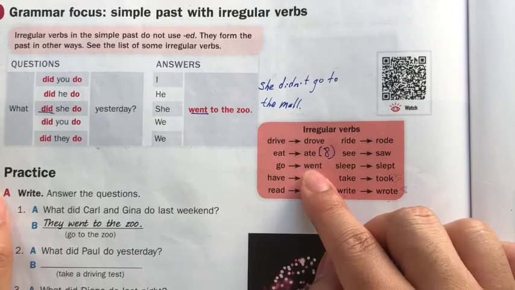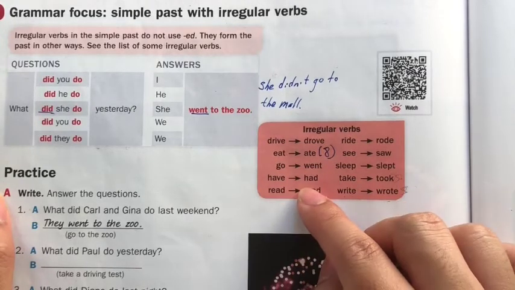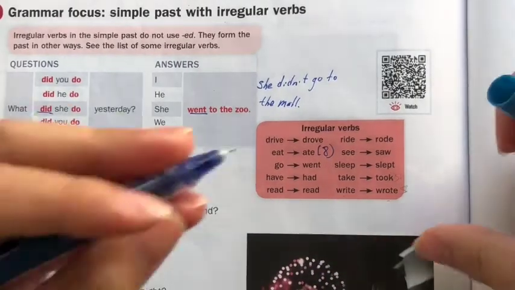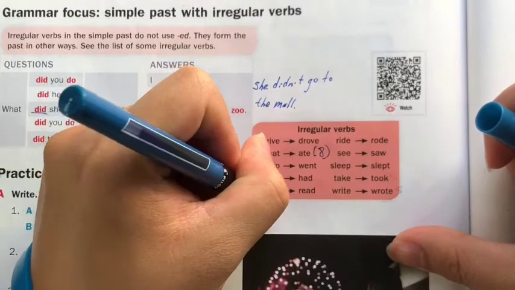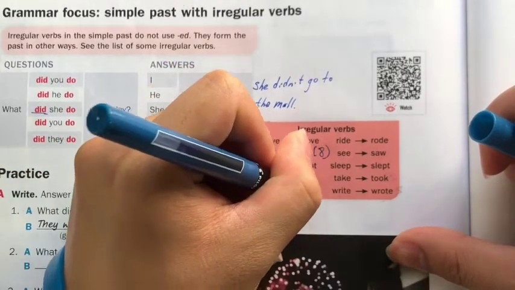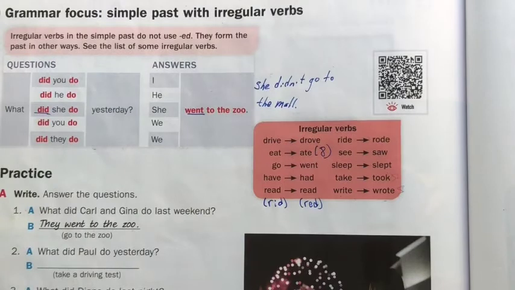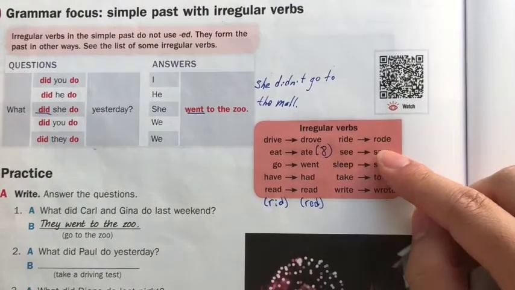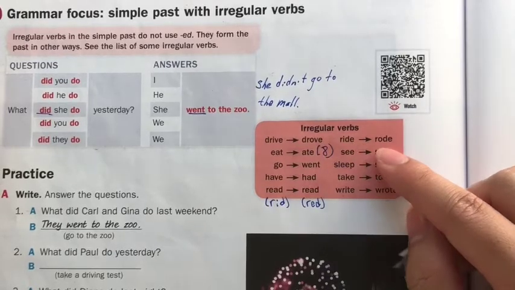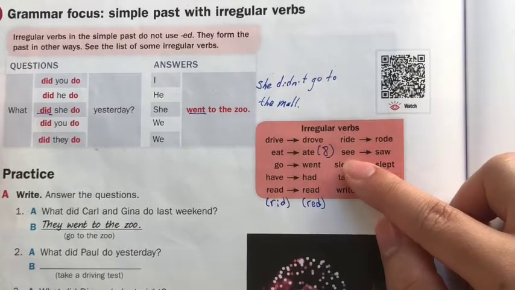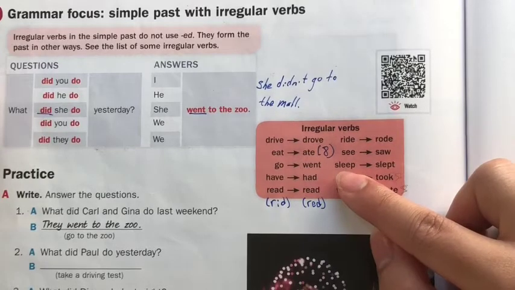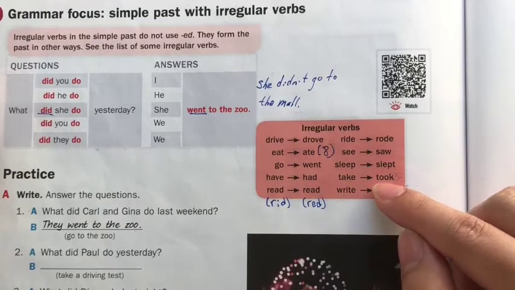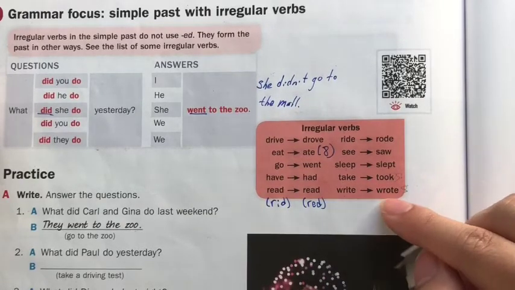Go, went. Have, had. Read, read. Remember, these words, we write them the same, but we pronounce them different. Read, read. Ride, rode. See, saw. Sleep, slept. Take, took. Write, wrote.